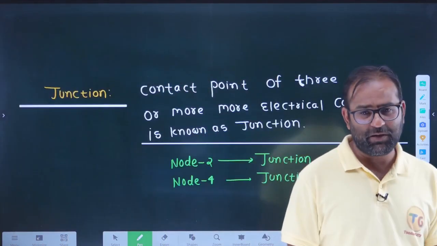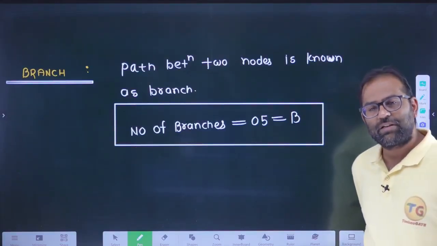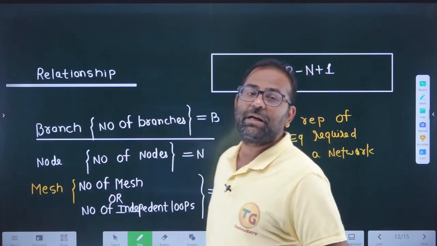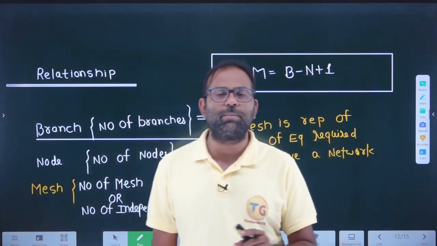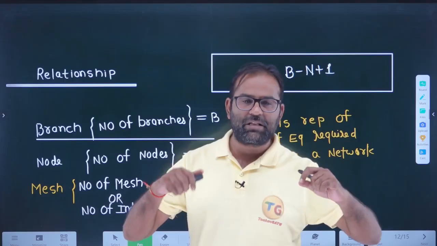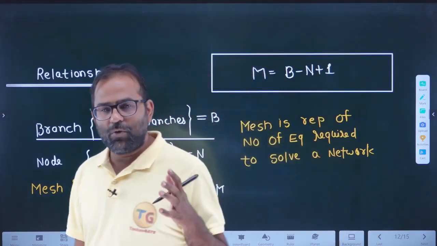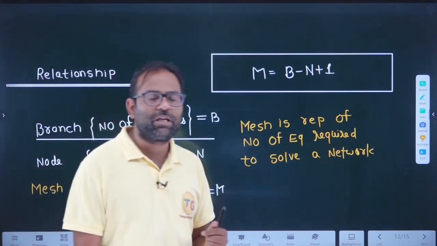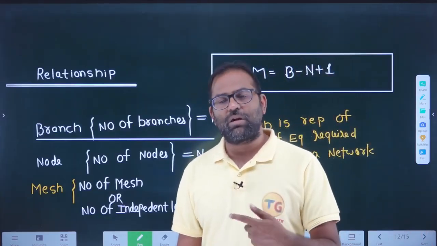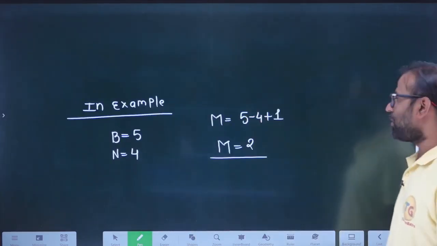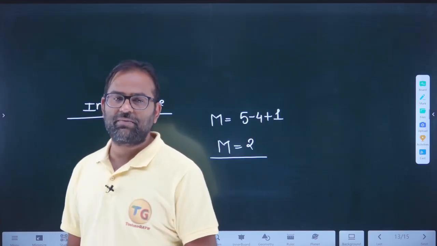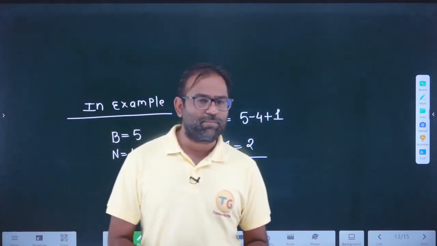So this is the relationship which is satisfied by every network: the number of independent loops, not just loops, but to be very specific, the meshes, and how many meshes are available in the network is given by B minus N plus 1, where B represents the branches, N represents the nodes, and 1 is a constant. So I hope this formula is clear. With respect to the network, this is a very important idea.